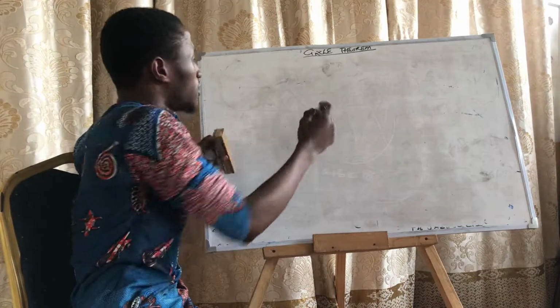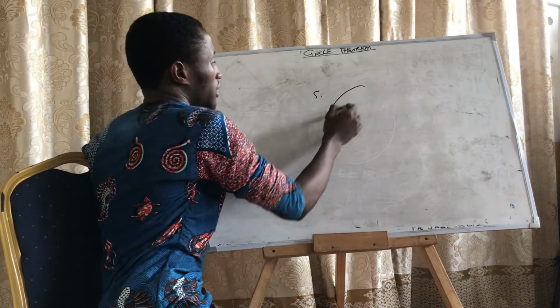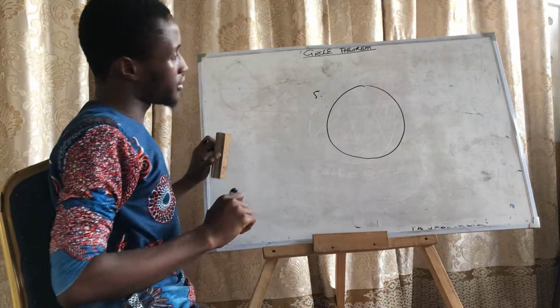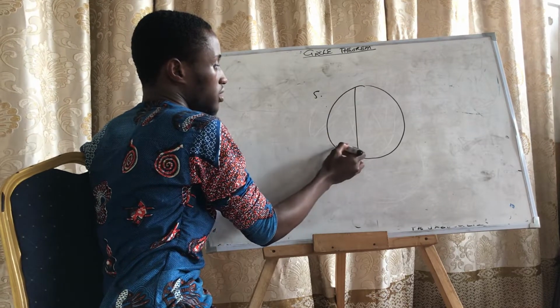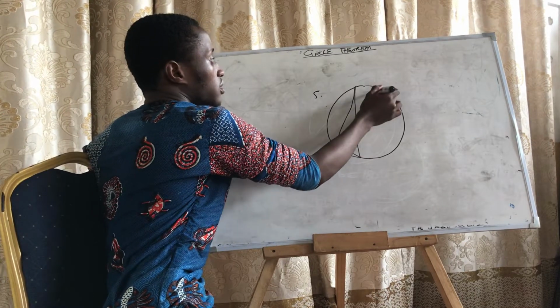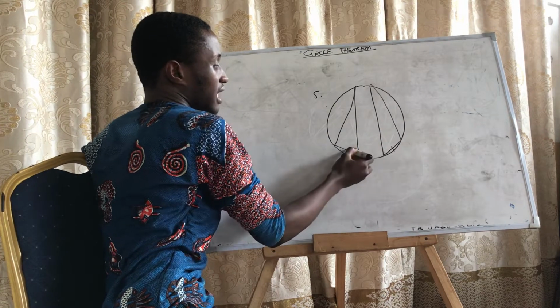And we can go on and have a 5th one. So we can have a 5th one and something like this. And I have this chord here. And I have this one also here. But this and this are the same.